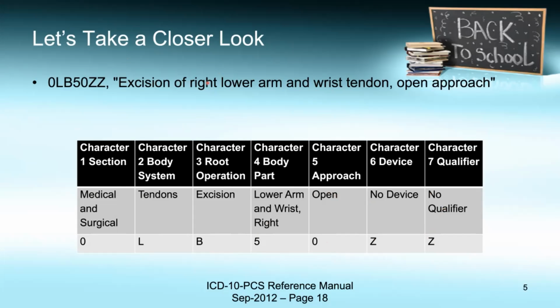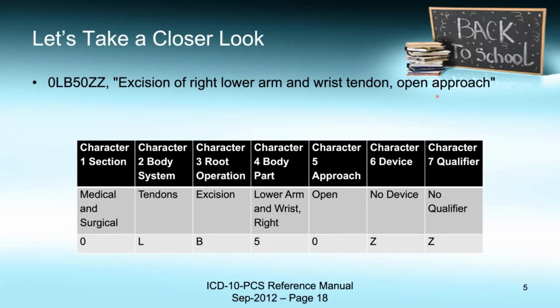So when we read a statement, a case scenario or a procedure note from the medical record, you're going to have something like this: excision of the right lower arm and wrist tendon, open approach, is what is represented by this code down here, 0LB50ZZ. So you can see excision of right. Excision, root operation, lower arm and wrist tendon. So we're in the body system of the tendons, and we are lower arm and wrist. So 2 different characters that tell that story.